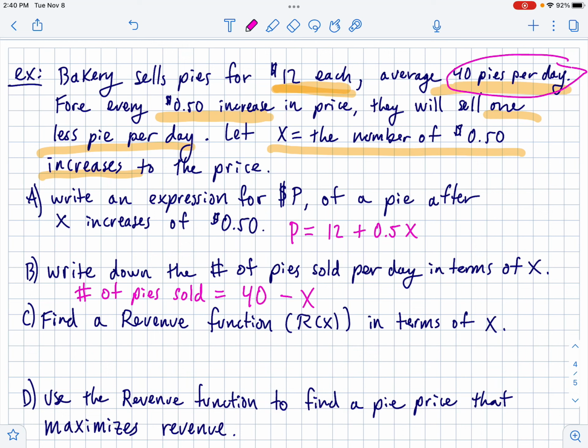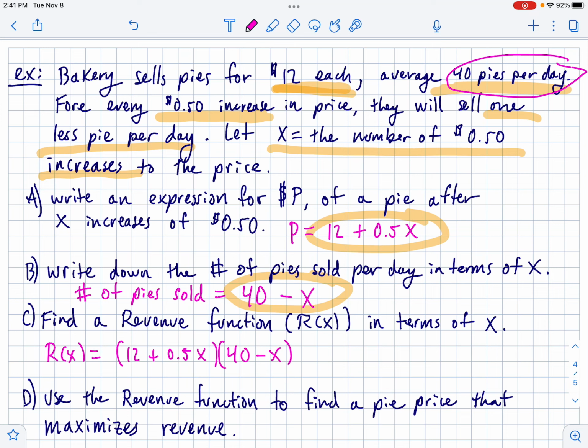Part C says find a revenue function, R of X. Revenue is just how much money you're bringing in before you take out costs and things like that, paying for your flour and your apples and your employees and healthcare and things like that. So we'll say R of X is just going to be the cost of each pie multiplied by how many you're doing. So the cost is 12 plus 0.5x, and the number of pies is 40 take away x.